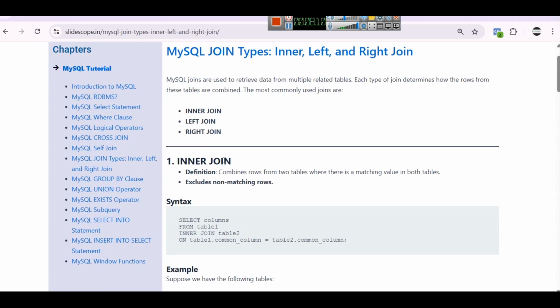So here in SQL there are 3 types of joins: inner join, left join and right join. First I will teach you inner join, okay, because it is easier to understand, and then we will understand the concept of left and right join.